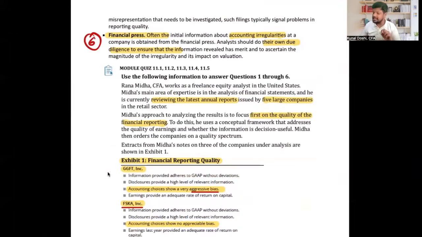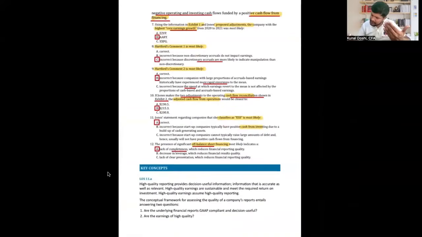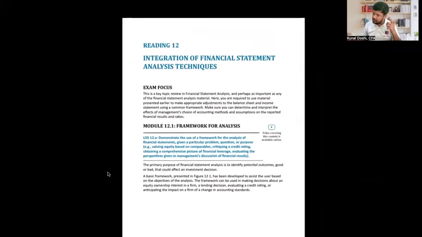Okay. If the management has to consistently file NT with the SEC, that means they are not doing it in a timely manner. This is one unique thing that we had to discuss. All right. Correct. That's it from this topic, which was about evaluating financial reporting and earnings quality.